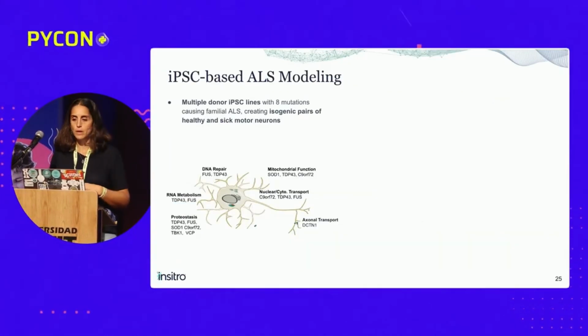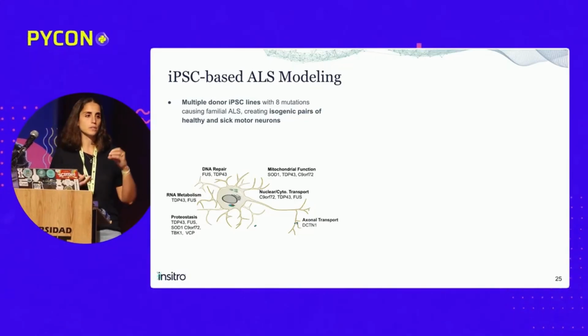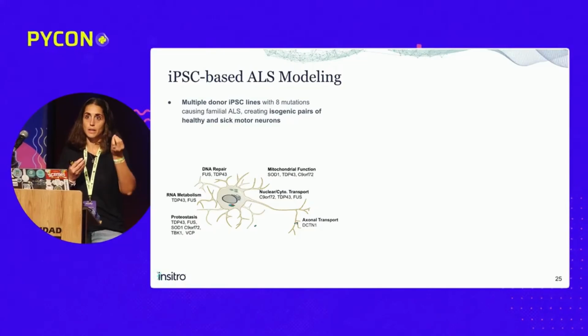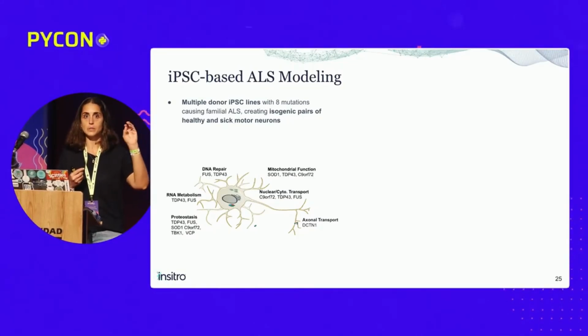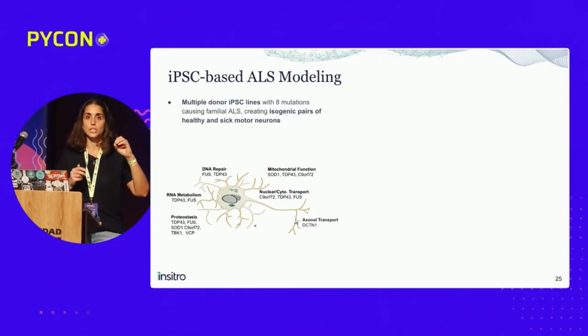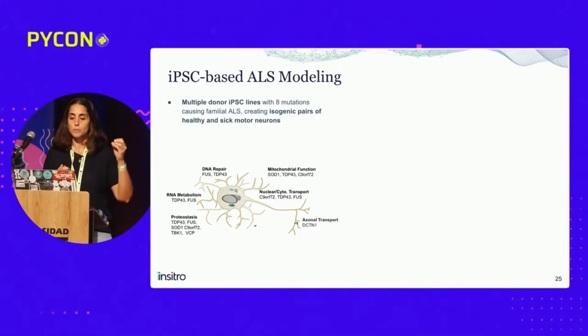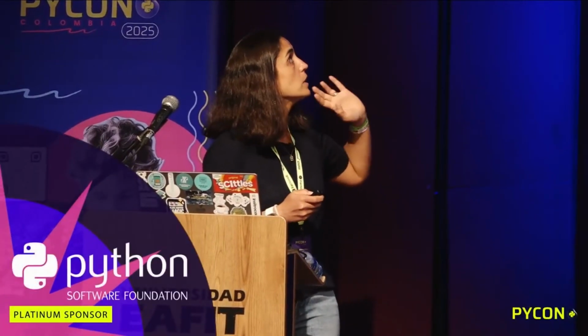So how do we go about it? We have cellular models, so these are cell lines. We got cells from patients with ALS in the lab. We can reprogram them to become a stem cell, a cell that we can differentiate into cells that have the properties that we want. For ALS, these are motor neurons, which are the neurons that control movement. And we have representation of 8 mutations that are known to cause familial ALS.